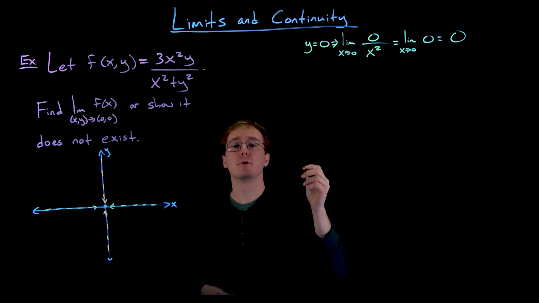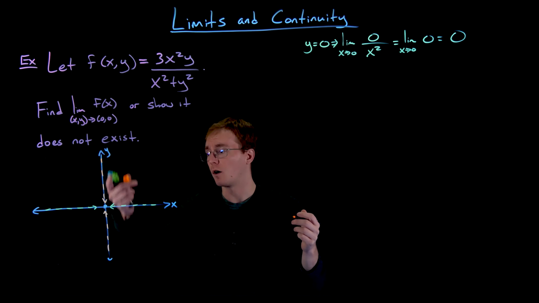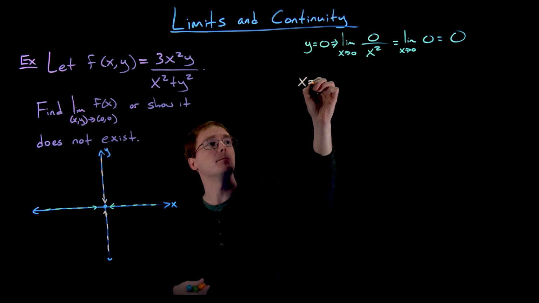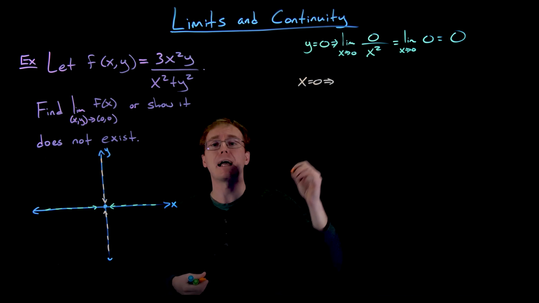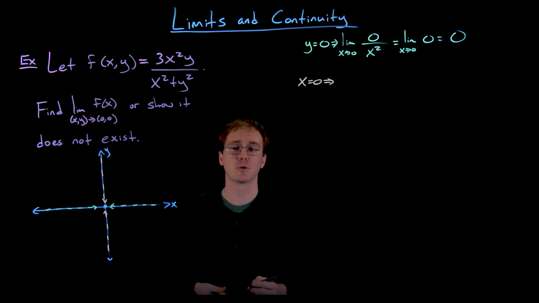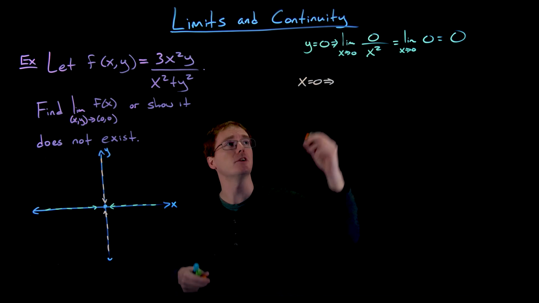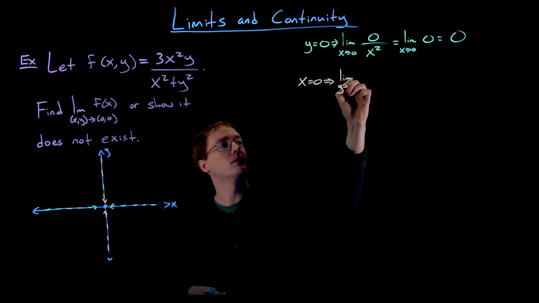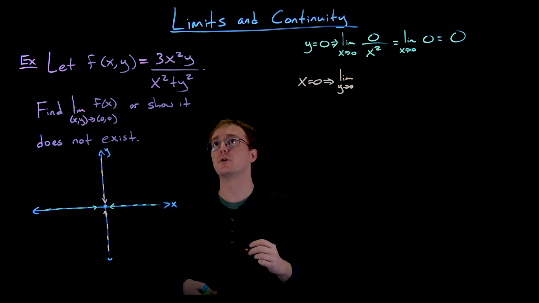And so, if we're approaching 0, 0 along our y-axis, either from above or from below, it's going to require x to be equal to 0. And if we set x equal to 0, our limit is going to simplify to an easier to work with limit. So if x is equal to 0, then it's not moving, and the only thing that is varying is going to be y, so just y will be approaching 0.